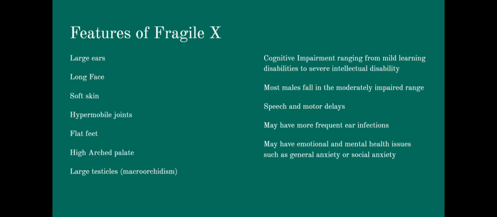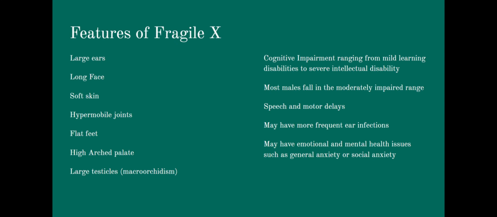And then we have more of our behavioral and health consequences. So those were features that you can use to identify the syndrome. But consequences of this disorder: cognitive impairment, ranging from mild learning disabilities. Those are people with fewer repeats or girls who can still produce a fairly good amount of that protein, all the way to severe intellectual disability in kids who produce almost none. So most males fall in the moderately impaired range with an IQ of about 50. Most girls end up with some learning disabilities and some mental health things.